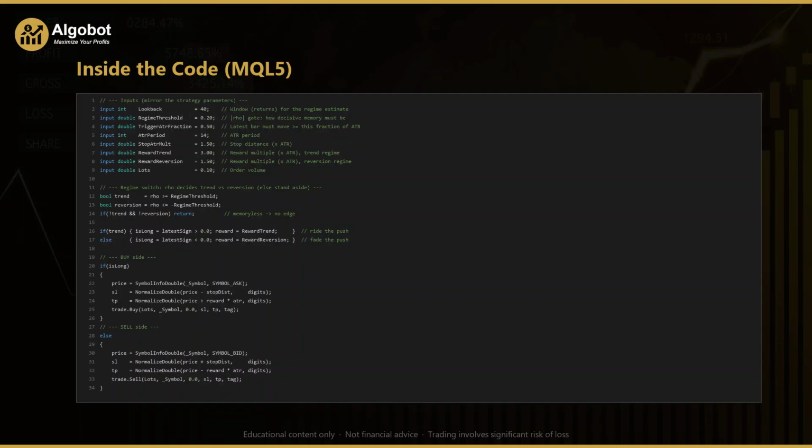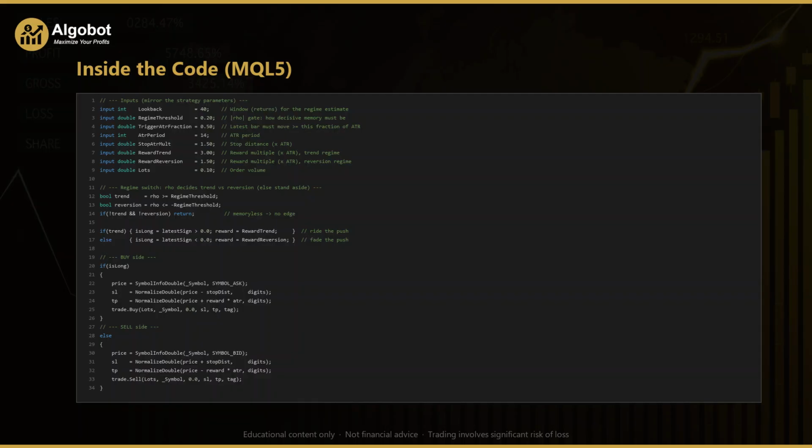Let's look at the actual MQL5 code you'd see in MetaTrader. At the top are the input parameters, the dials you can adjust. Lookback, set to 40, is the window of returns used to gauge the regime. Regime threshold, at 0.20, is how decisive that directional memory must be before the strategy acts. Trigger ATR fraction, at 0.50, is the minimum size the latest bar must have, measured against the average true range. Then we have the ATR period of 14, a stop multiple of 1.5, and the 2 reward multiples, 3 for trend trades and 1.5 for reversion trades.